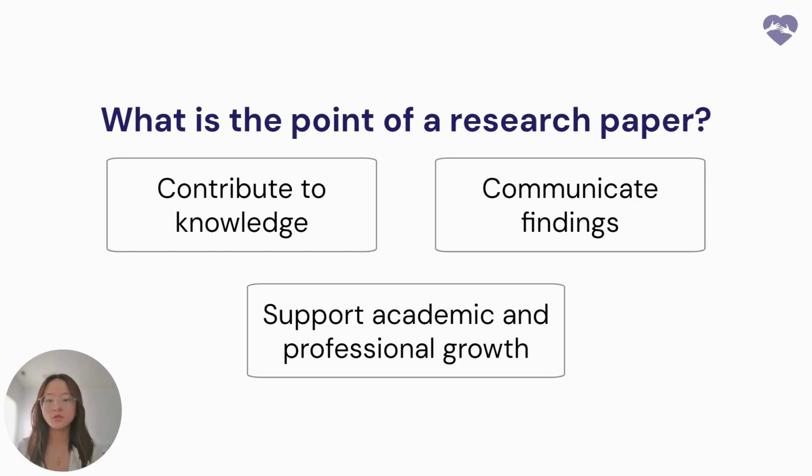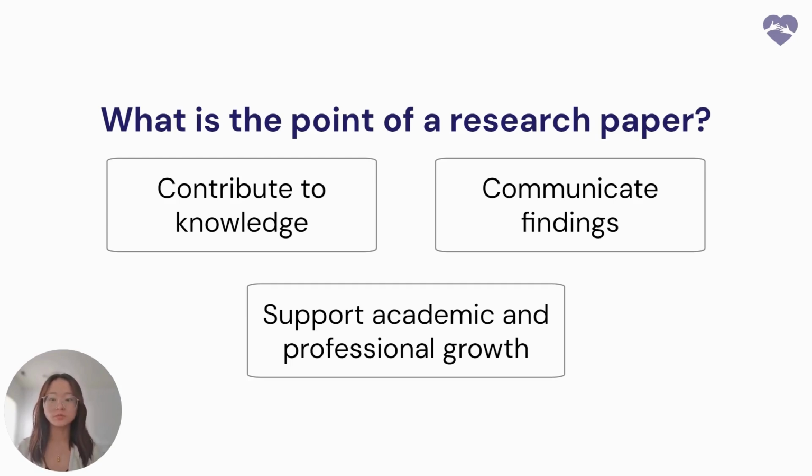Second, it communicates your findings. A research paper is a way to share the results of your work with the academic community, allowing others to learn from your research and build upon it. Your findings might inspire new questions, further studies, or even practical applications. Finally, writing a research paper supports academic and professional growth. Engaging with scholarly discourse helps enhance your academic reputation, and sharing your work opens up opportunities for collaboration and recognition in your field.